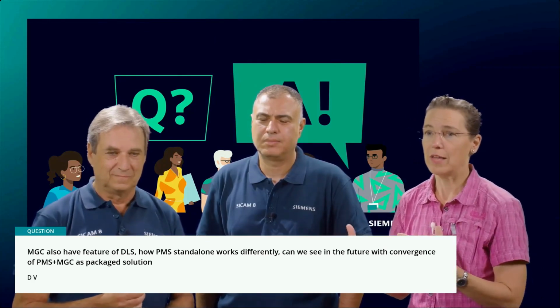Really interesting. Thanks. And the next one is filled with abbreviations. So DV wanted to know: the microgrid control function, the MGC or microgrid controller, also has the feature of DLS, so dynamic load shedding. How does the PMS, the power management system, standalone work differently? And can we see in the future the convergence of the power management system and the microgrid control as a packaged solution?